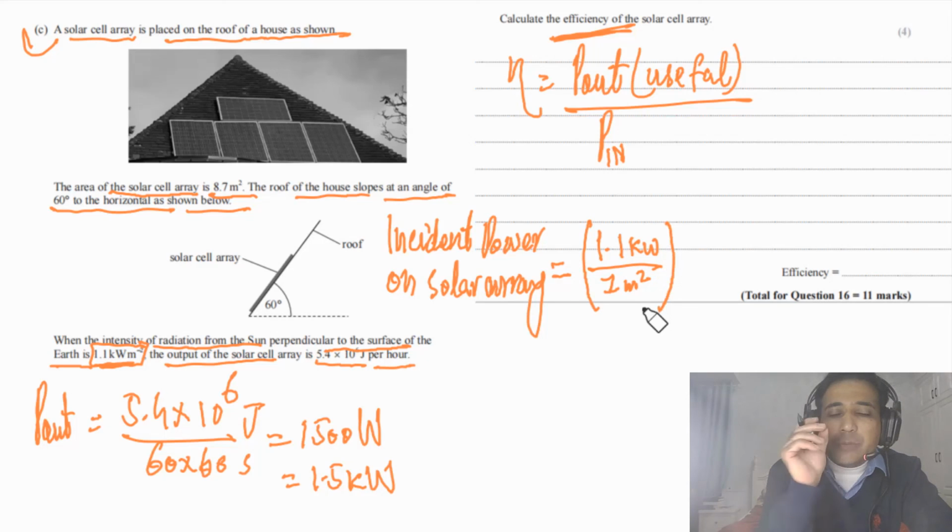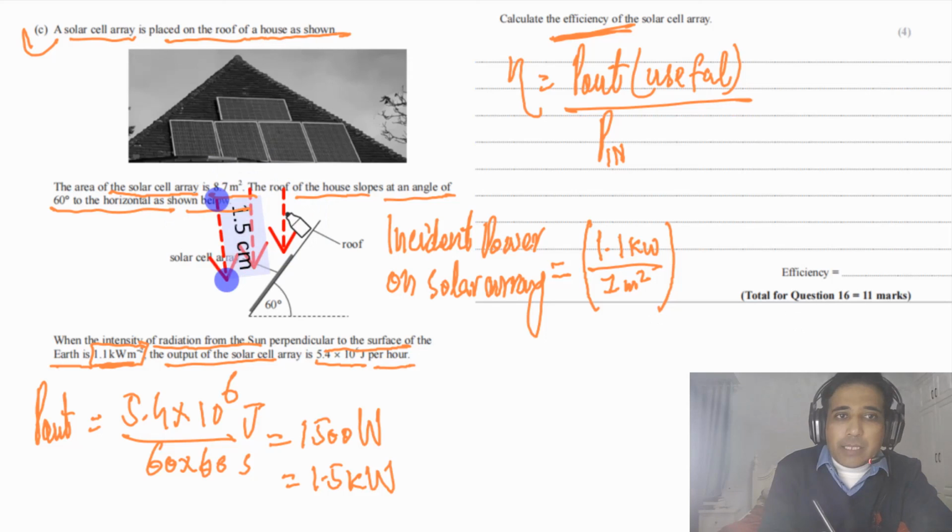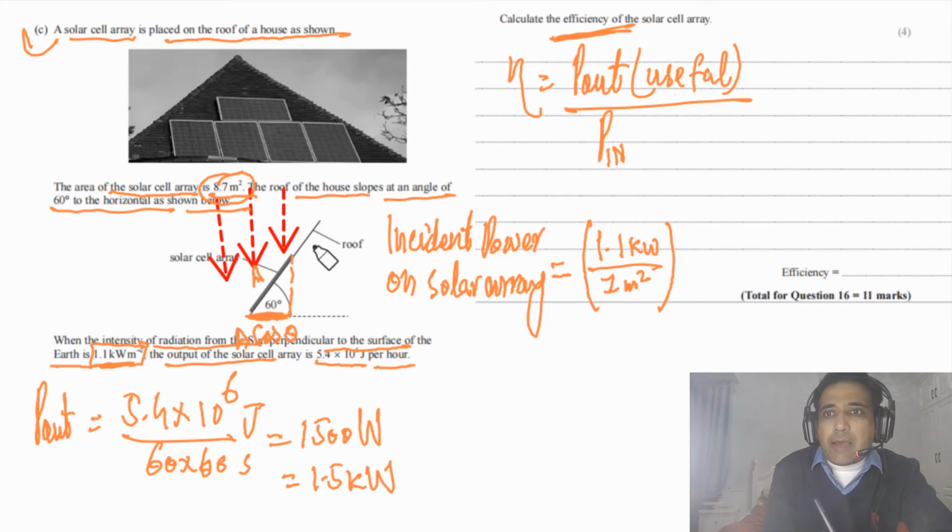And now we simply need to multiply with the area of the solar array. Which area do we have to consider? It is given to us that rays are incident perpendicular to the surface of the Earth like this. So which area do we have to take in this case? We have to take the projected area, meaning this area. This side is cosine of theta. If this area, let's say, is A, then this has to be A cosine of theta, and this value is given to us, that is 8.7. So we have to multiply with 8.7 cosine of 60 degrees.